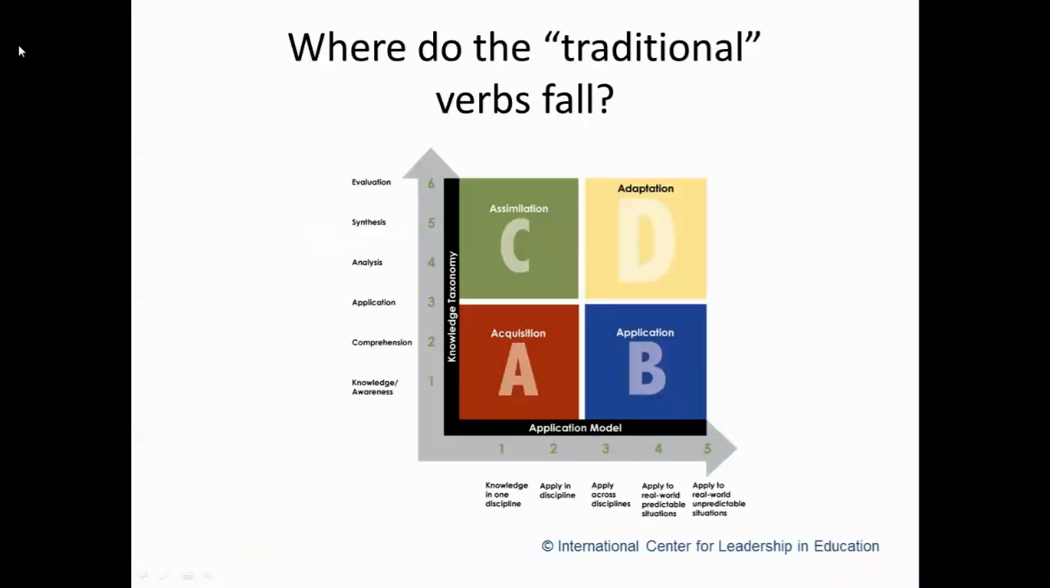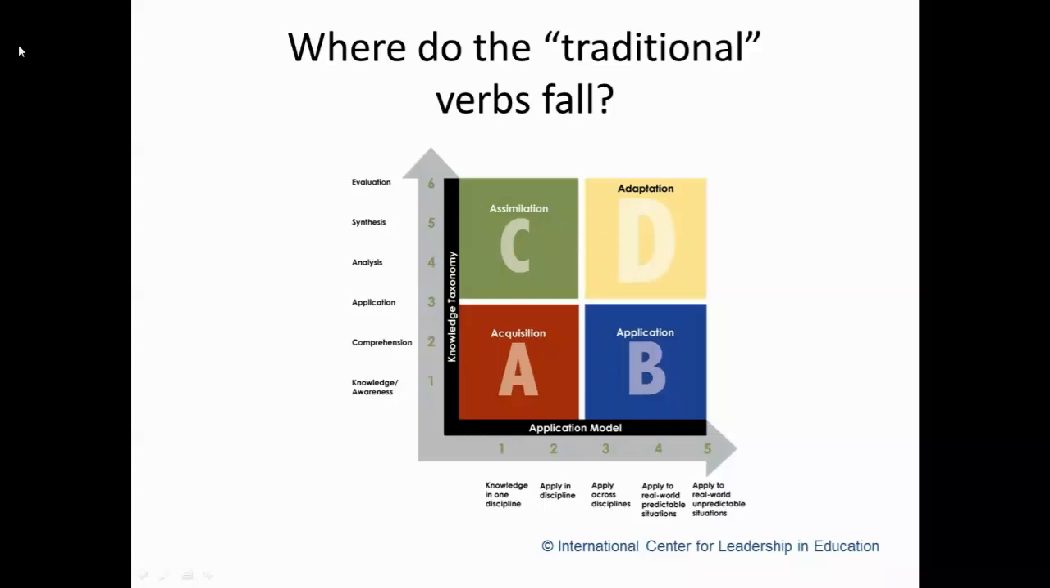So as we begin to look for ways to apply all this, we need to look at our verbs and ultimately at our mathematics instruction, our tasks, and our assessments, but all of that in terms of this rigor and relevance framework. You can see going up the left-hand side of this that there's this knowledge taxonomy, where we start with basic knowledge and awareness and go through comprehension, application, analysis, synthesis, evaluation. So we can see that we're becoming much more applied and much more evaluative as we move up that taxonomy. And then if you look along the bottom, you can see the International Center for Leadership and Education application model, which describes the ways that knowledge is applied and utilized: knowledge in one discipline, applied in the discipline, applied across disciplines, applied to real-world predictable situations, and then applied to real-world unpredictable situations. Then these different quadrants are where those intersect.